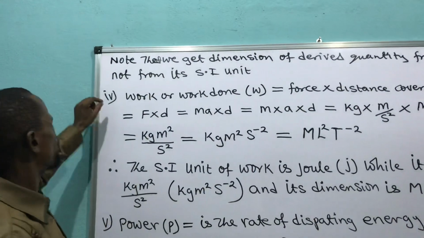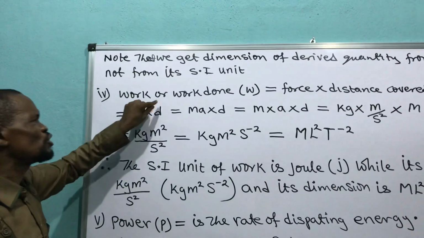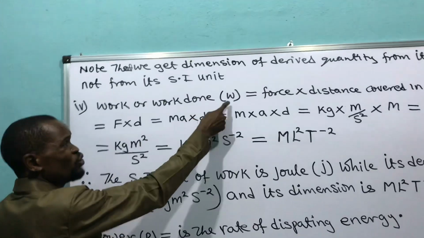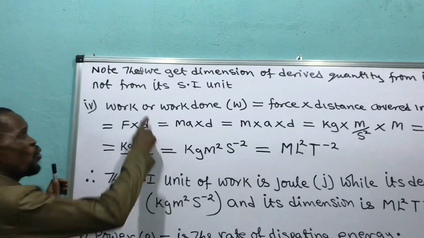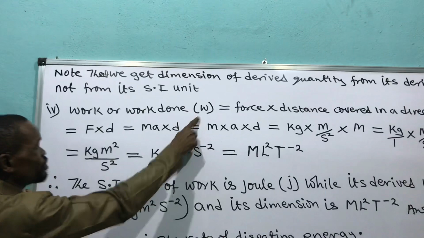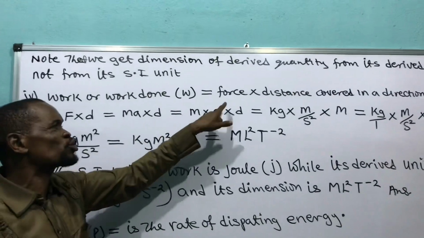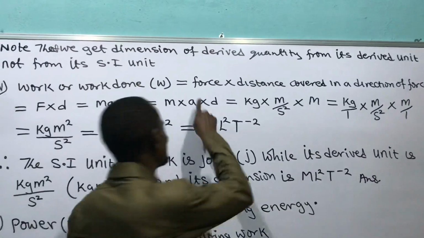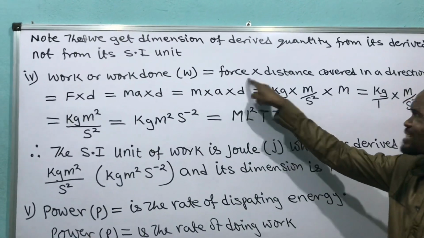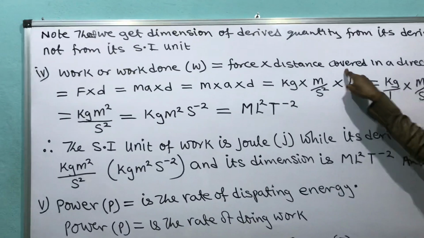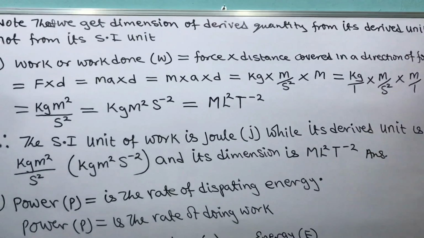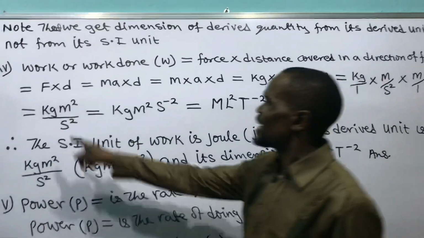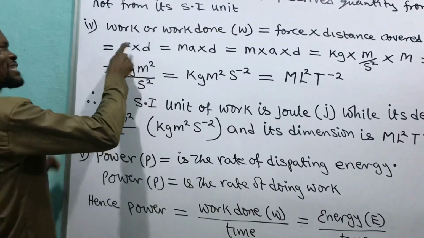Then now we come to IV, work or work done. Either we call it work or work done, which we represent with W. We said work is equal to force times distance covered in the direction of force. I said work done is force times distance covered in the direction of force.